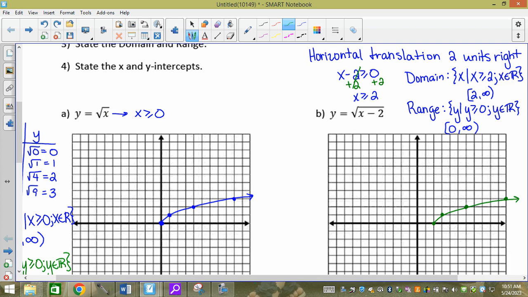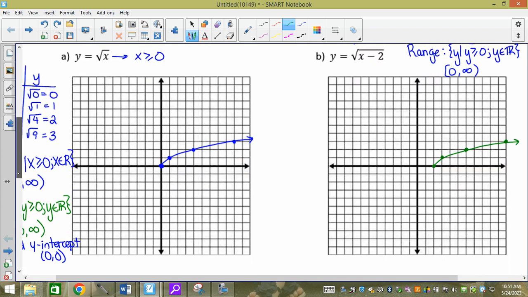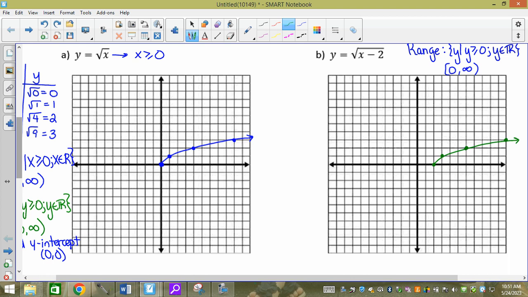Does this one have any y-intercepts? No y-intercepts because the entire graph shifted 2 to the right. So it's completely shifted off the y-axis, right? So we have no y-intercept, and an x-intercept at 2, 0.